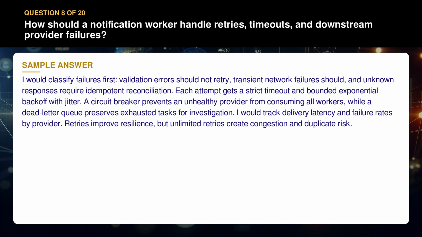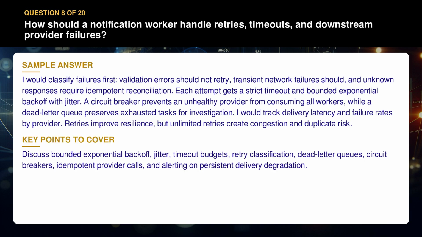A circuit breaker prevents an unhealthy provider from consuming all workers, while a dead letter queue preserves exhausted tasks for investigation. I would track delivery latency and failure rates by provider. Retries improve resilience, but unlimited retries create congestion and duplicate risk. Discuss bounded exponential backoff, jitter, timeout budgets, retry classification, dead letter queues, circuit breakers, idempotent provider calls, and alerting on persistent delivery degradation.